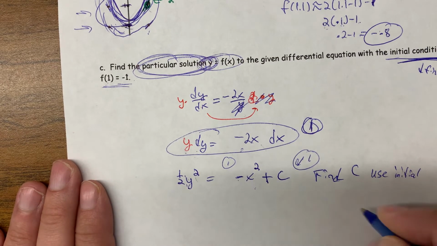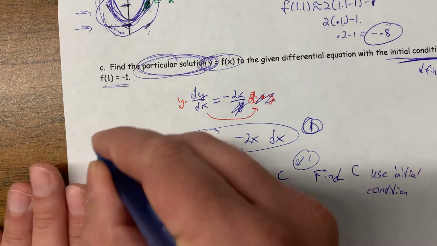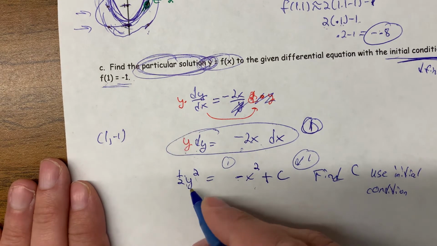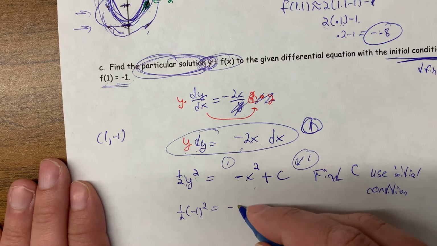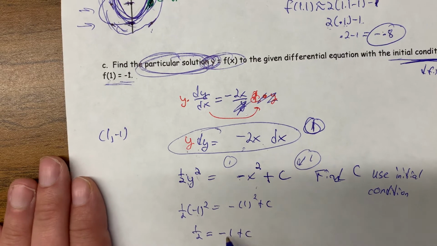And this is what they're looking for on the AP exam. They're looking to see, did you use the point (1, -1)? So when x is 1, y is -1. So 1/2 of (-1) squared equals -(1) squared plus c. So 1/2 equals -1 plus c. And when we add 1 to the other side, we get 3/2.